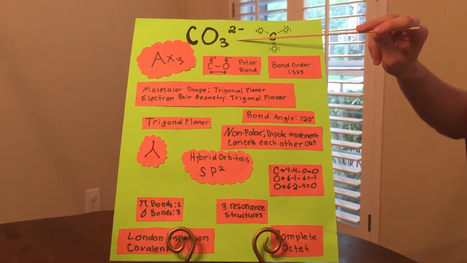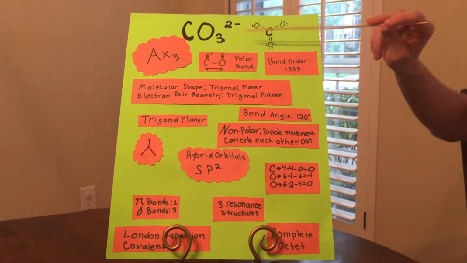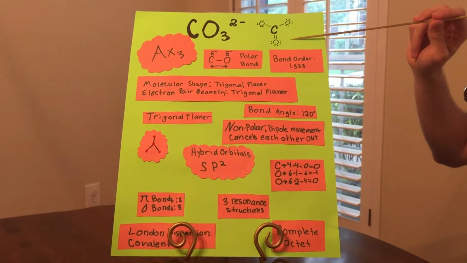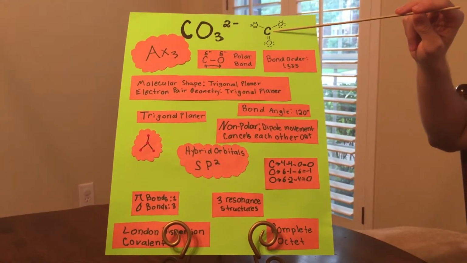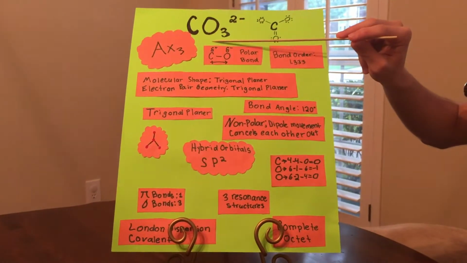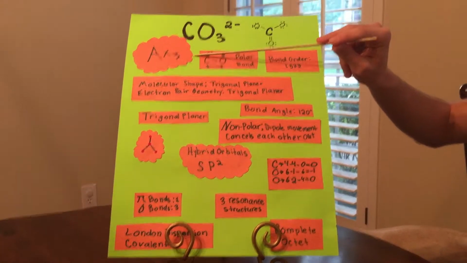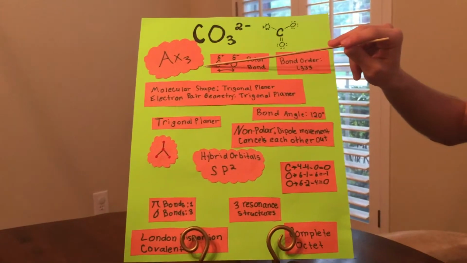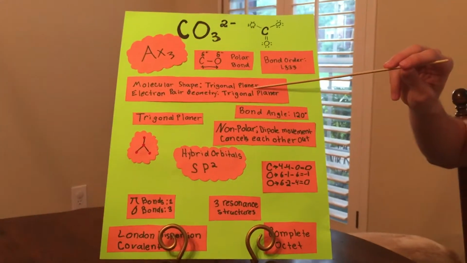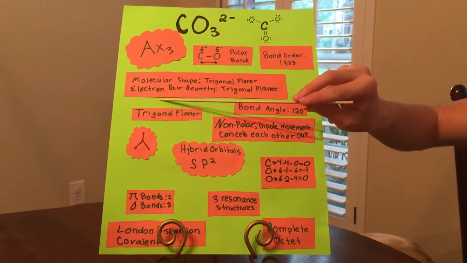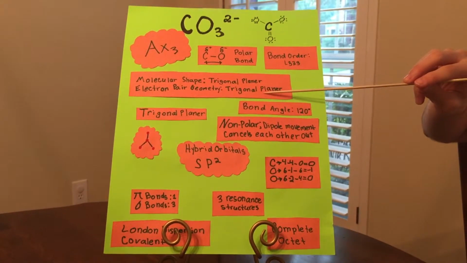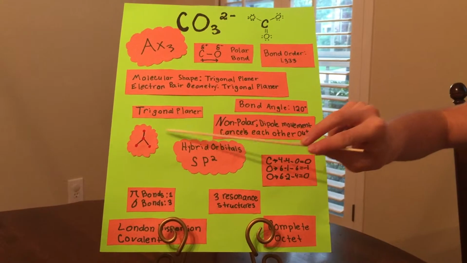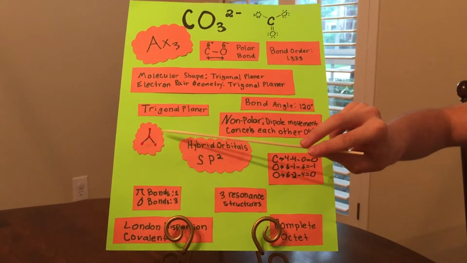The molecule is CO3²⁻. The Lewis dot structure has 3 oxygens around 1 carbon. The VSEPR formula is AX3. The molecular shape is trigonal planar, and the electron pair geometry is also trigonal planar. This is the shape of a trigonal planar molecule.